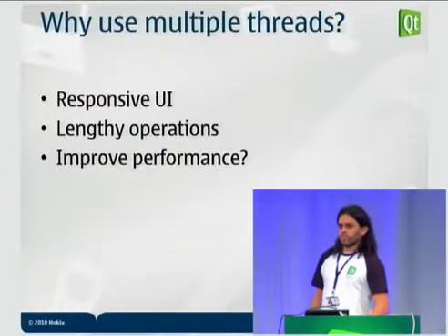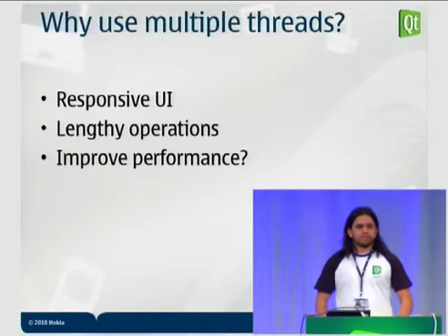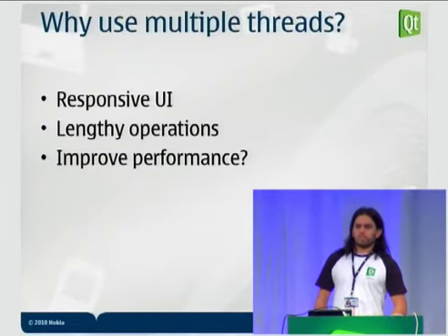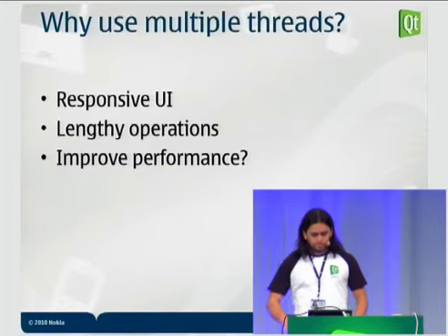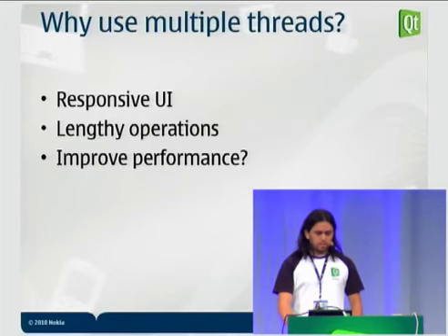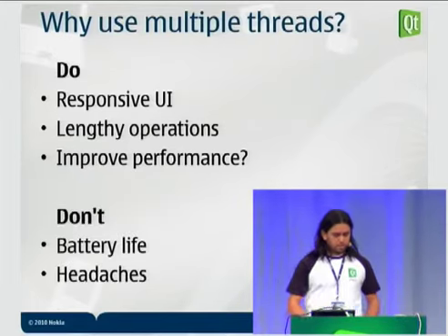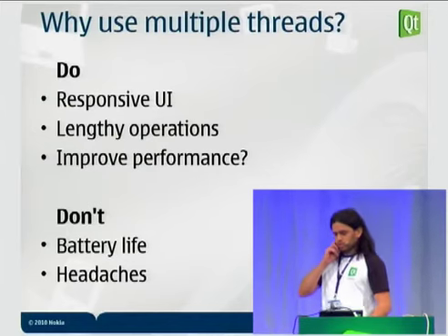You can also use multiple threads to improve performance on multiple core hardware. But improving performance using multiple threads is tricky business. You need to have an algorithm that is parallelizable. So that is also one possibility for using multiple threads.